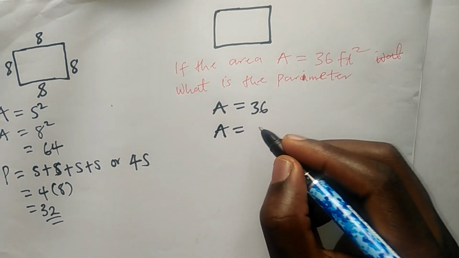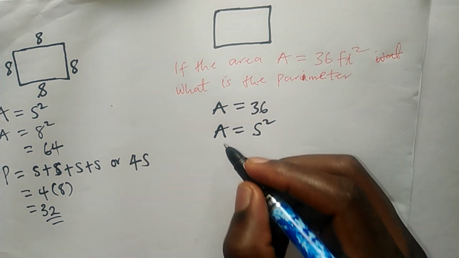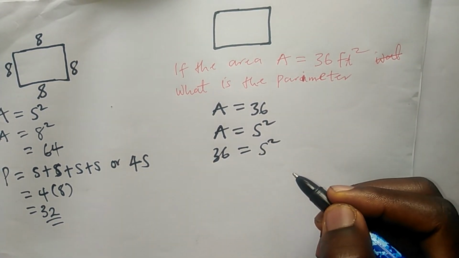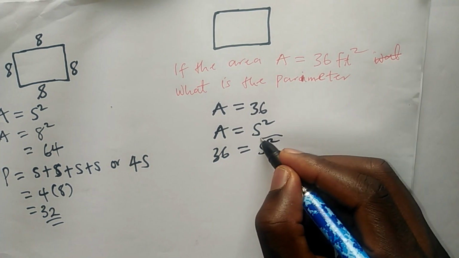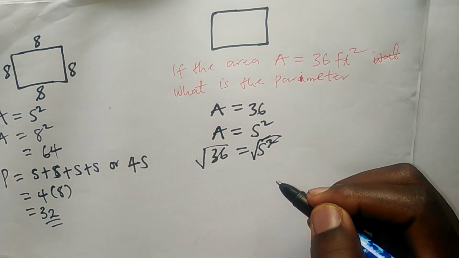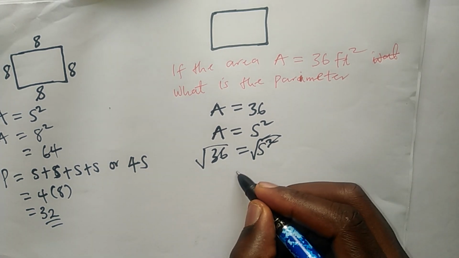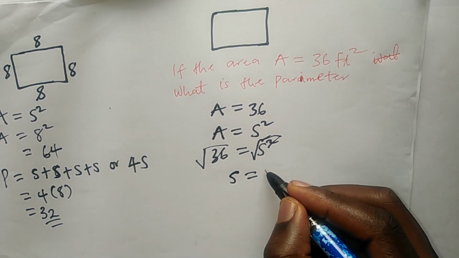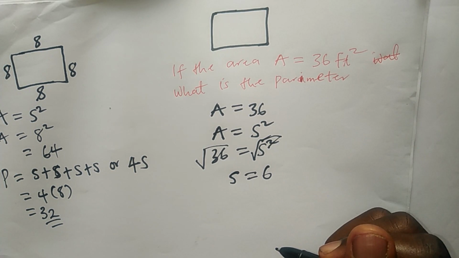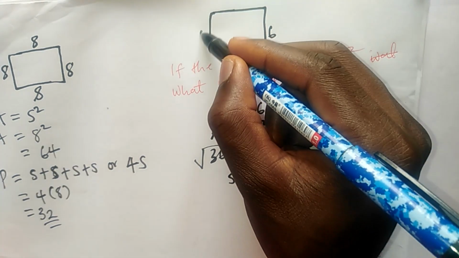First of all, we know the formula of area is equal to s squared. Now we know area here is 36, so A is equal to 36, so we put 36 equals the square of the side. So you take the square root of both sides. Square cancels square root. The square root of 36 is equal to 6. So therefore, s is equal to 6. So the side is equal to 6. I know that in a square, all the sides are equal. So if one side is 6, all of the sides will be 6.